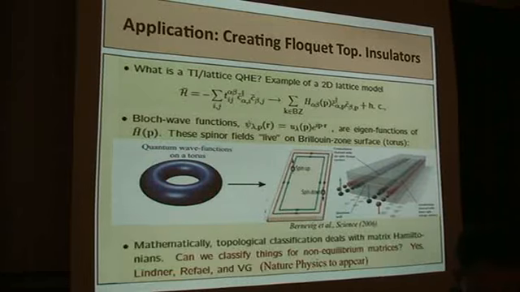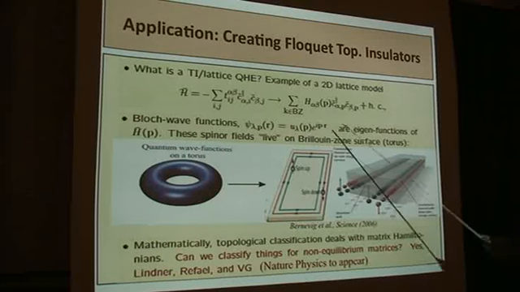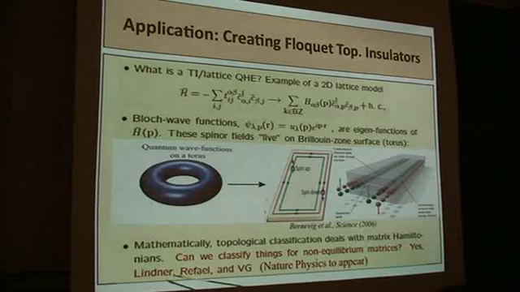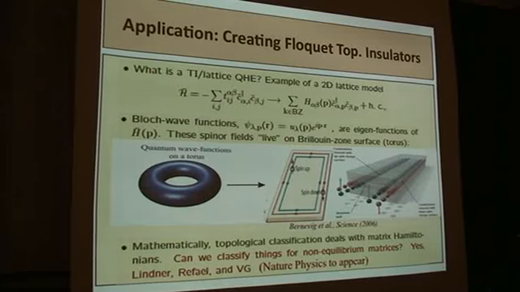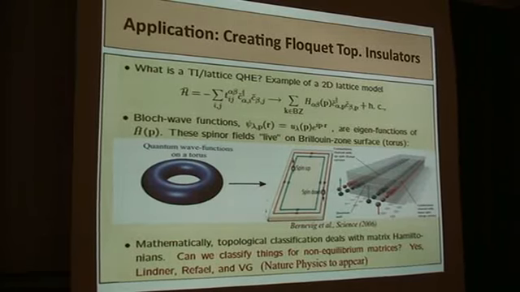So the bottom line is that topological insulators are a classification of matrices if you're not talking about interactions. Now, can we classify non-equilibrium matrices on the same footing? This is what we did with Lindner, Raphael, and it's going to be published in Nature Physics.